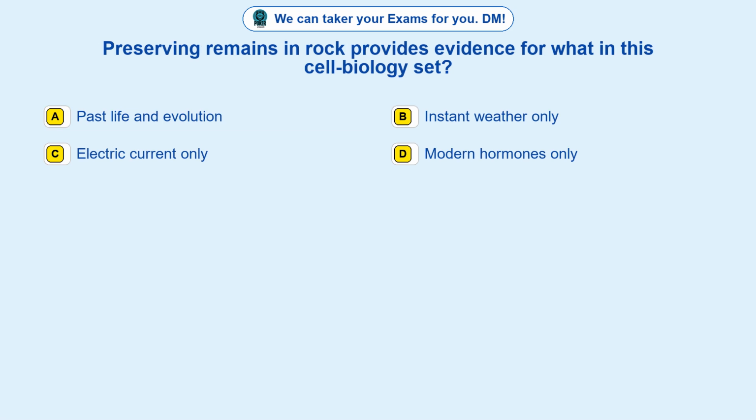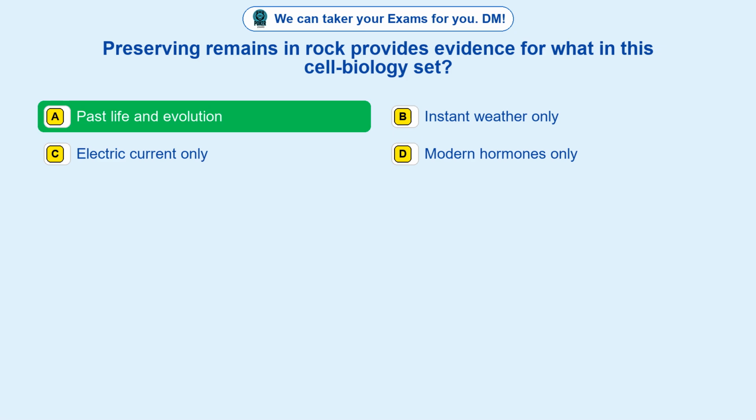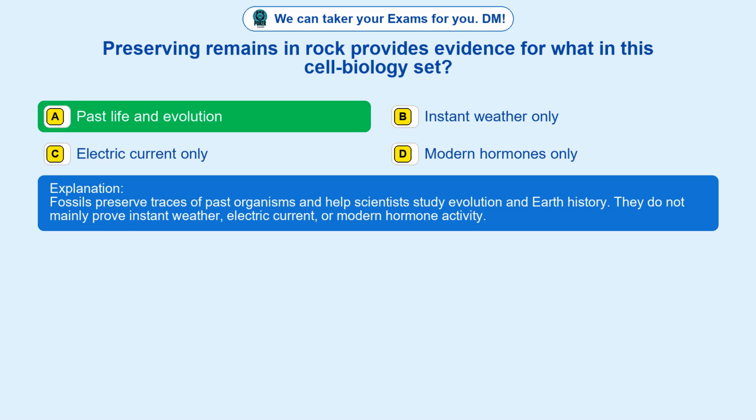Question 95. Preserving remains in rock provides evidence for what in this cell biology set? Option A, past life and evolution. Option B, instant weather only. Option C, electric current only. Option D, modern hormones only. The correct answer is option A. Past life and evolution. Fossils preserve traces of past organisms and help scientists study evolution and Earth history. They do not mainly prove instant weather, electric current, or modern hormone activity.